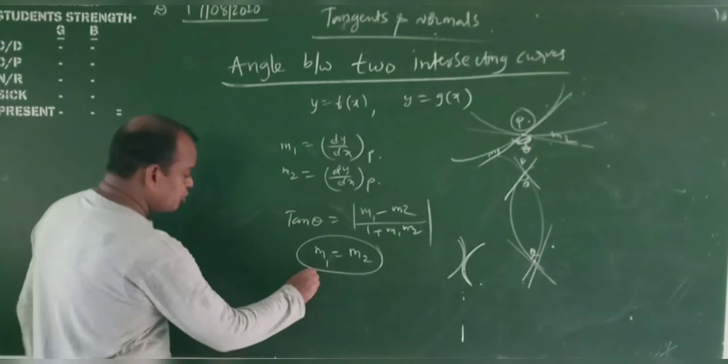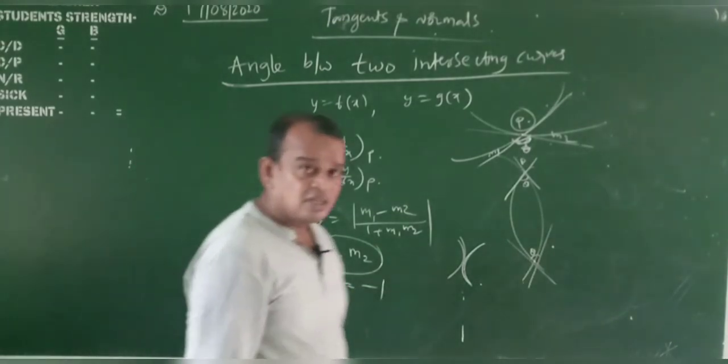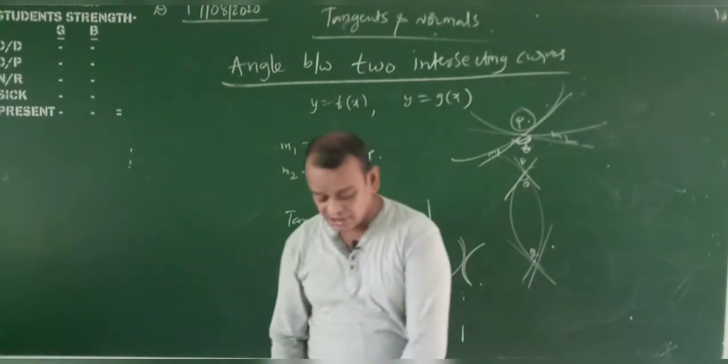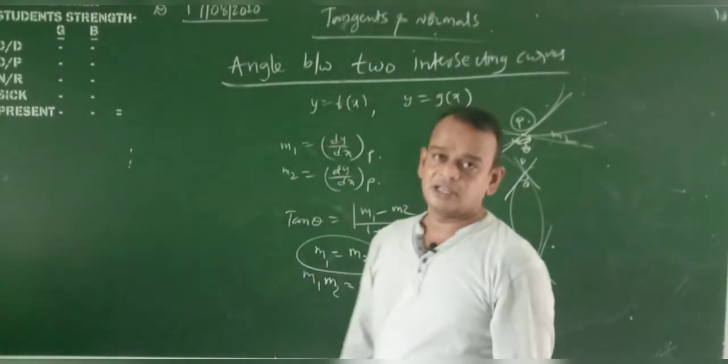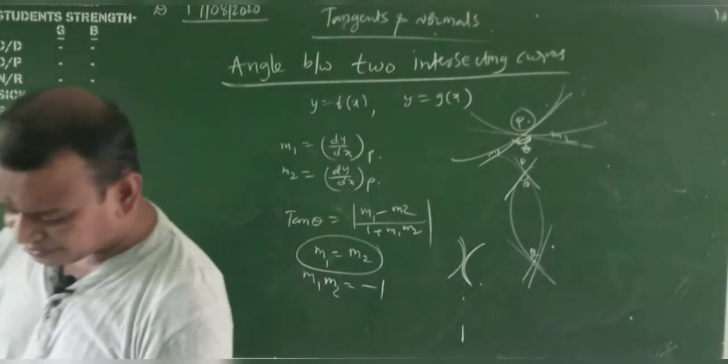Next, M1 into M2 is equal to minus 1. Product of their slopes equal to minus 1 means the two curves intersect orthogonally. The two curves intersect orthogonally means the angle between the tangents is 90 degrees, then the curves are intersecting orthogonally. Okay, my dear students. Understood or not?